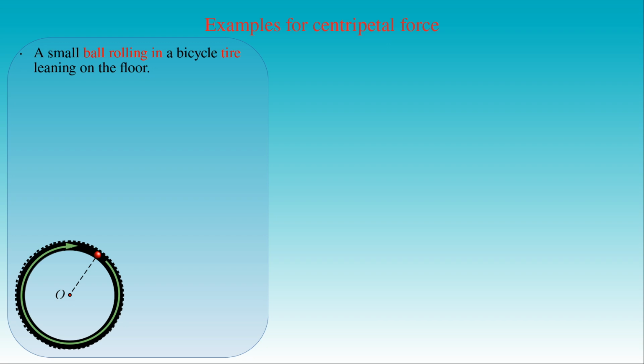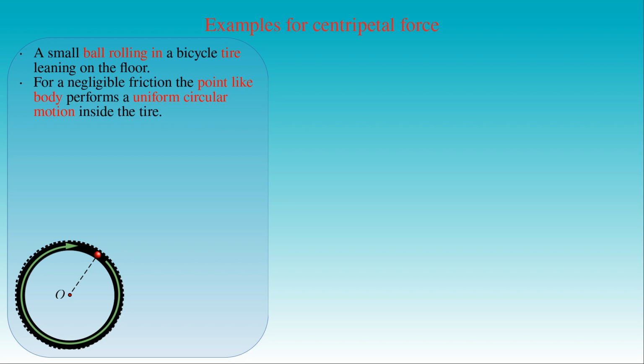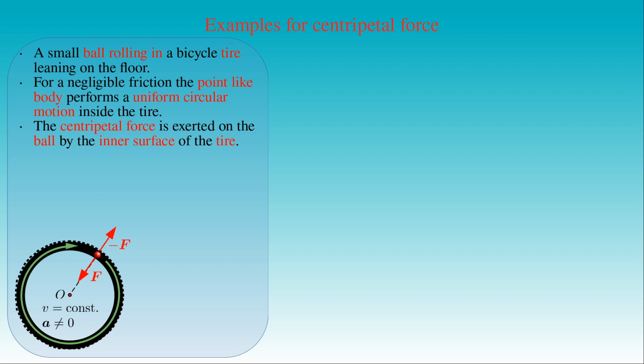We can assume that the friction between the rolling ball and the tire is small enough that the ball, approximated as a point mass, could perform a uniform circular motion, at least for a short time. In other words, the magnitude of its velocity v is constant, whereas it always points in the direction of the tangent to the circular path at its instantaneous position. As a result, the ball has a centripetal acceleration a, since the centripetal force F is exerted on the moving body by the inner surface of the tire. At the same time, the ball also exerts the force minus F on the tire.